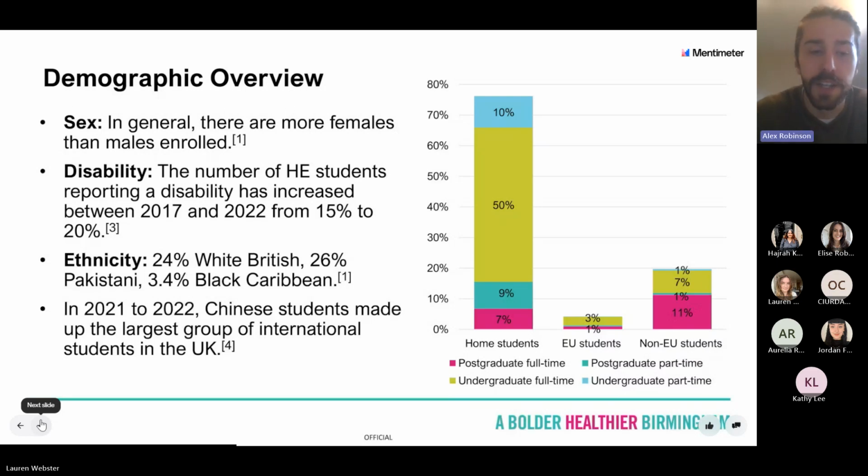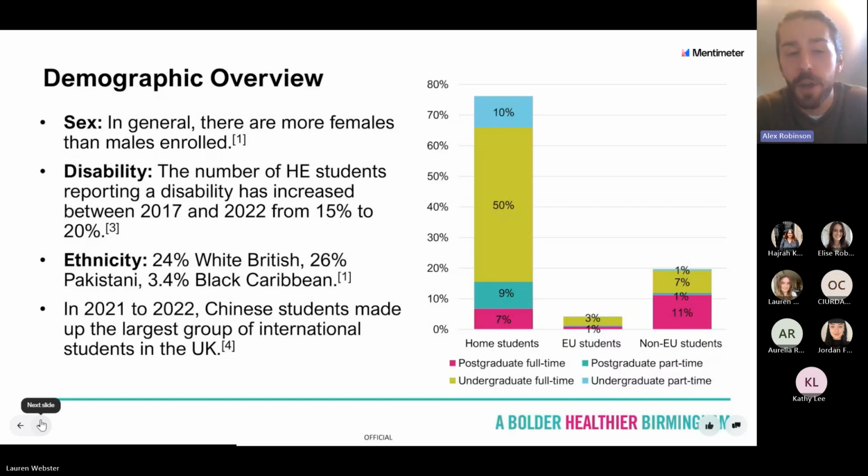Looking at the intersectionality with disability, the number of higher education students in the UK with a disability increased from 15% in 2017 to 20% in 2022. Looking at the intersectionality with ethnicity, Birmingham has a more ethnically diverse secondary school student cohort compared to national averages, reflecting the diversity of Birmingham as a city.